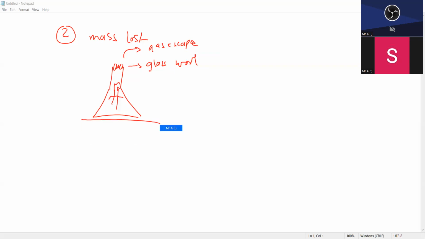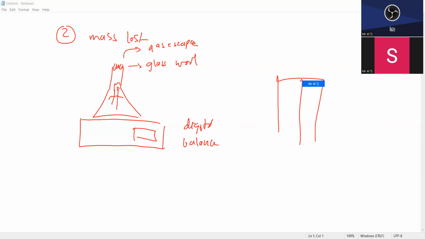Now we're going to have them on top of a digital balance so that we can find the reading in real time. It's very simple. We put them on a balance, let the reaction go, and measure the mass each time. So our raw data report is going to be the time, which is our independent variable, and the mass of the system.